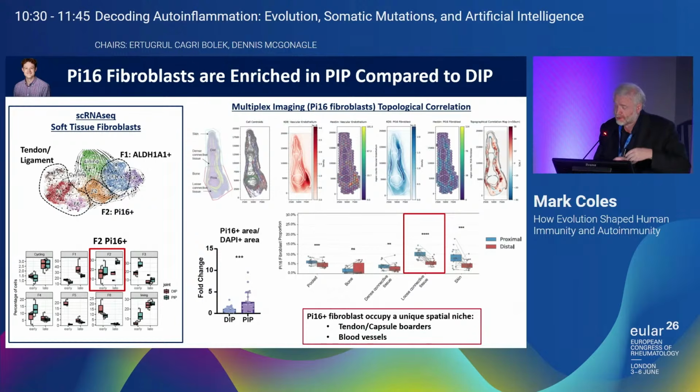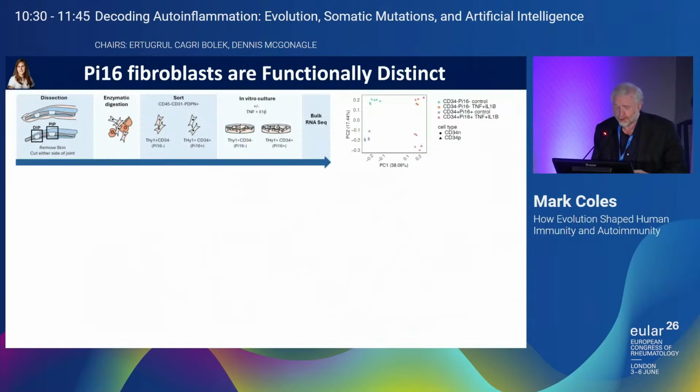You also see it around the tendon capsule borders, and I'm sure Dennis will tell you that tendons and enthesis are very important in arthritis. Thus, we find these pro-inflammatory fibroblasts from the embryo onwards, associated with those structures. And again, in the proximal joint there's a statistical increase in these PI16 positive fibroblasts.